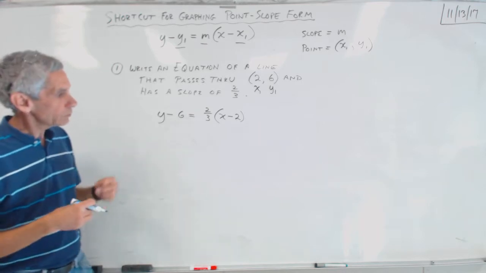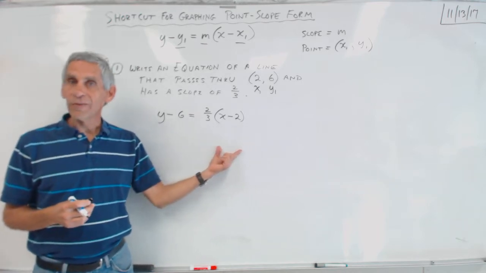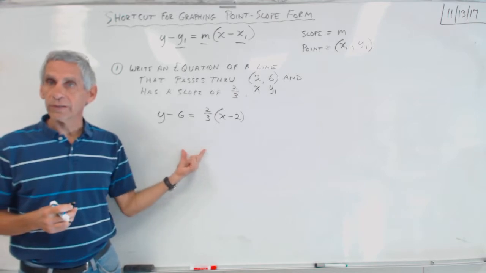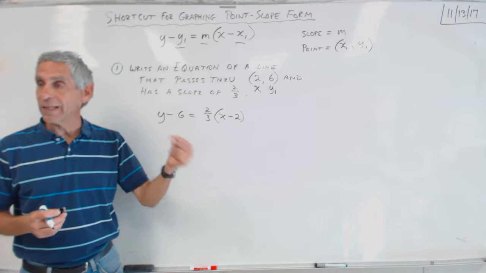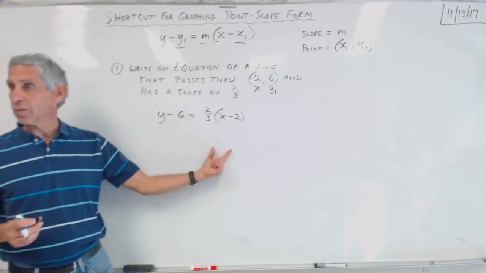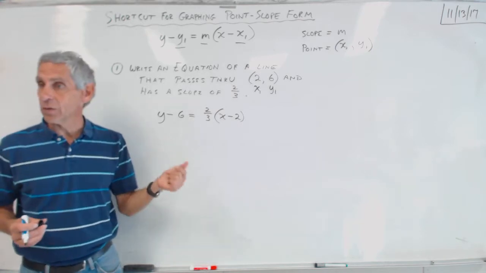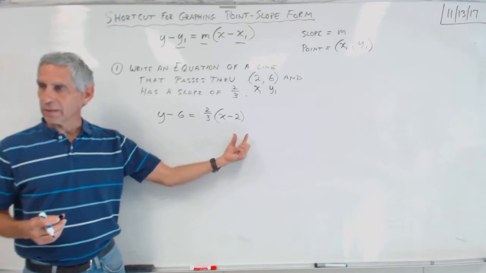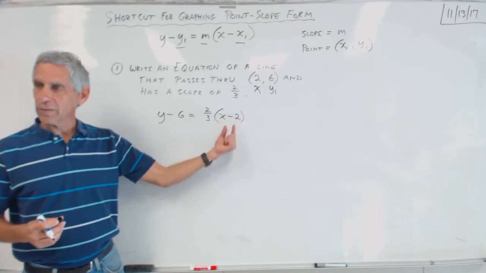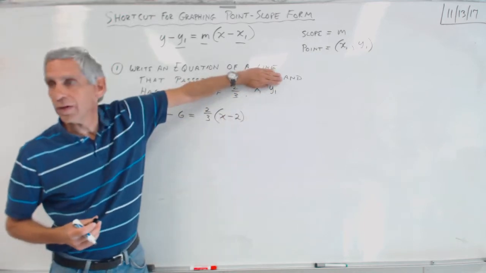Now, every time I give you an equation in point-slope form, it has a slope in it. So I can immediately tell you what the slope is by looking at this equation, and I can immediately tell you what the point is by looking at this equation. Look at this equation. Without looking at this now, what is the point?